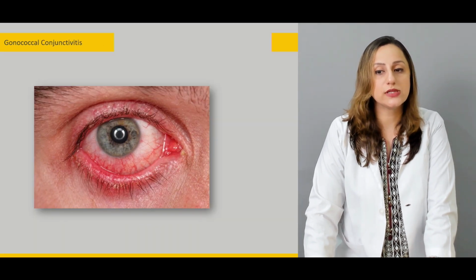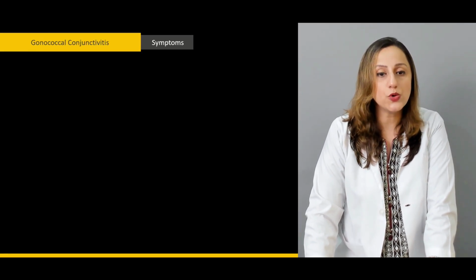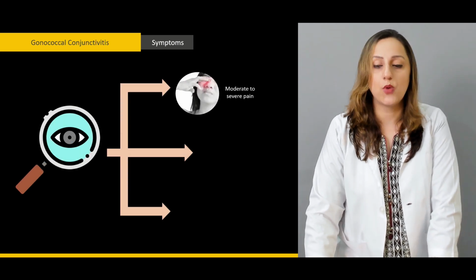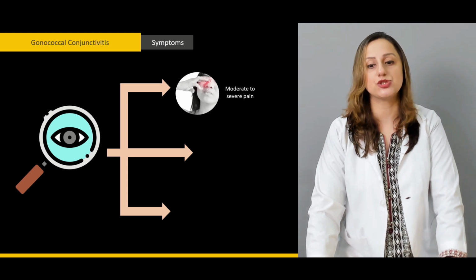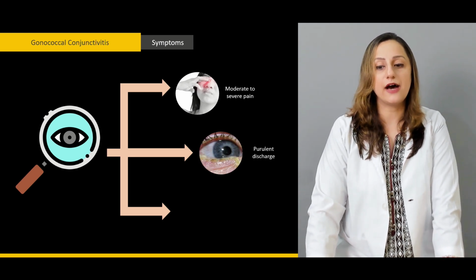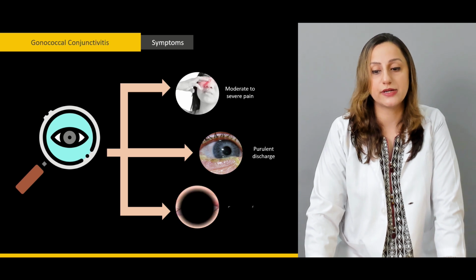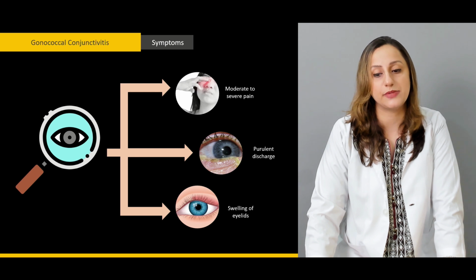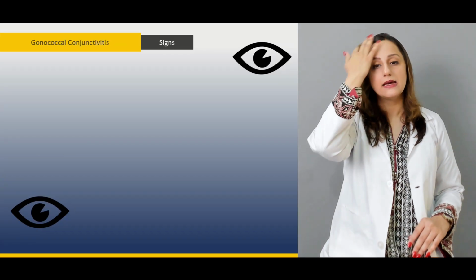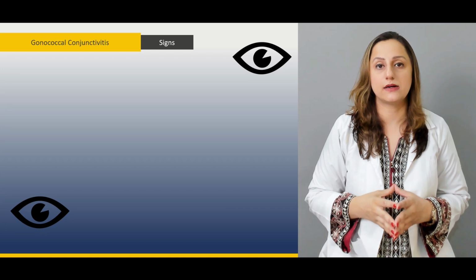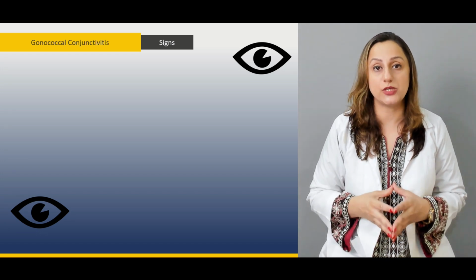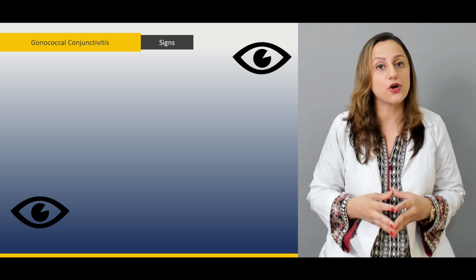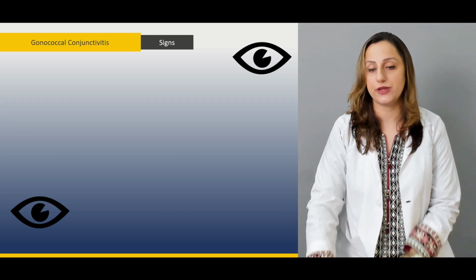We have gonococcal conjunctivitis, and its symptoms range from moderate to severe pain in these patients. The patient would have a purulent discharge, and there would even be swelling of the eyelids. The course of the symptoms would be quite hyperacute in these cases, and if they are left untreated, the condition can be quite complicated and debilitating for the patient.